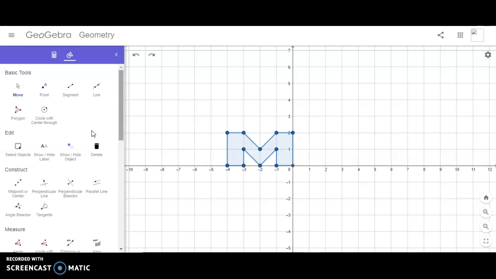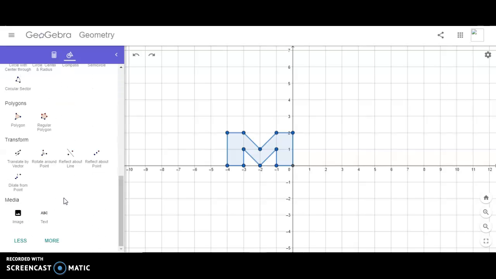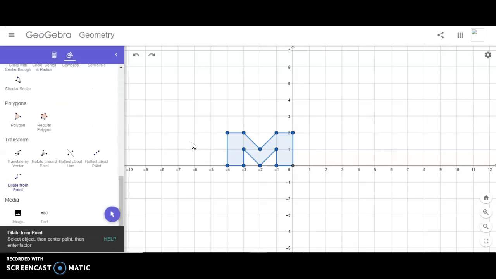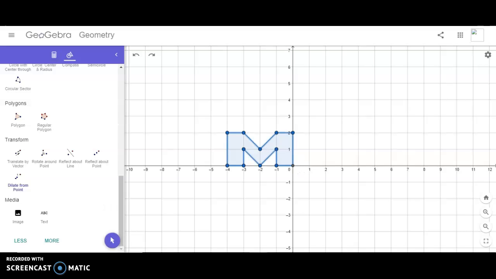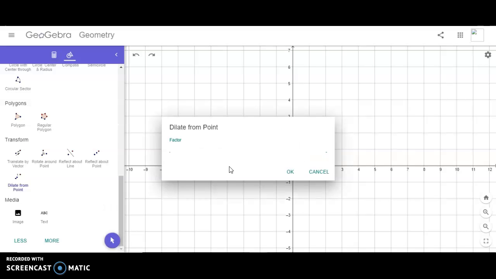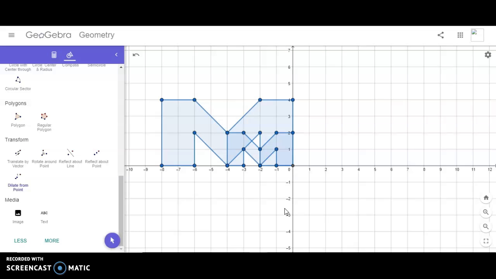So I'm going to start with my polygon M, and I'm going to dilate it around the origin, center at the origin, by a factor of, let's say, 2. Not 5, 2. Okay, just to keep it simple. So I have dilated this by a factor of 2, and I just made the image orange so we can tell the difference a little bit better.